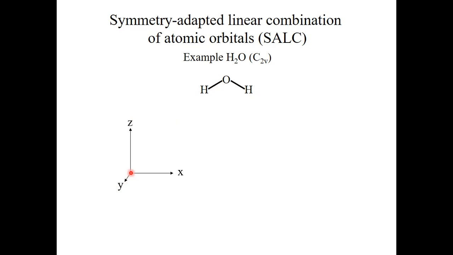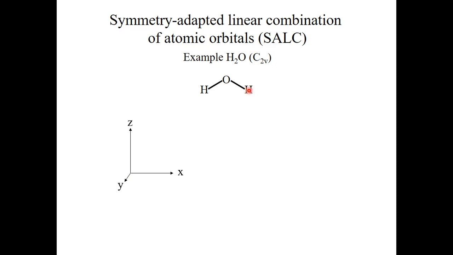So what is to do next? Well, we have to determine what the ligands are and what the central atom is. That's an easy decision. The central atom will be the oxygen, and the ligand atoms will be the two hydrogens. In the next step, we need to look at the ligands more closely and see what valence orbitals the ligand has. In this case, it's very easy. The hydrogen has only the 1s orbital as its valence orbital.